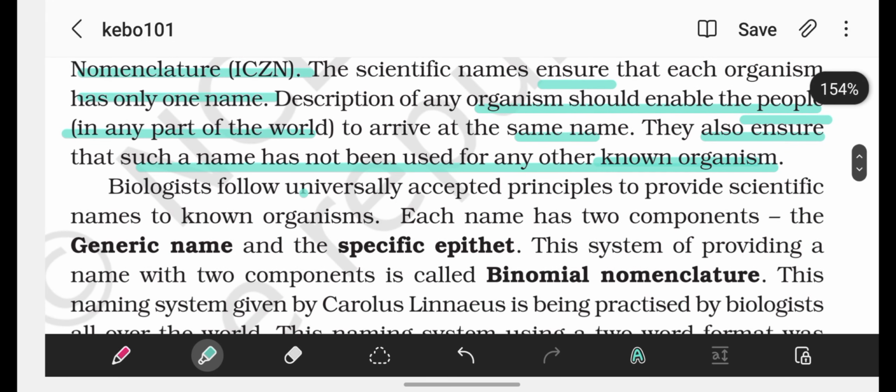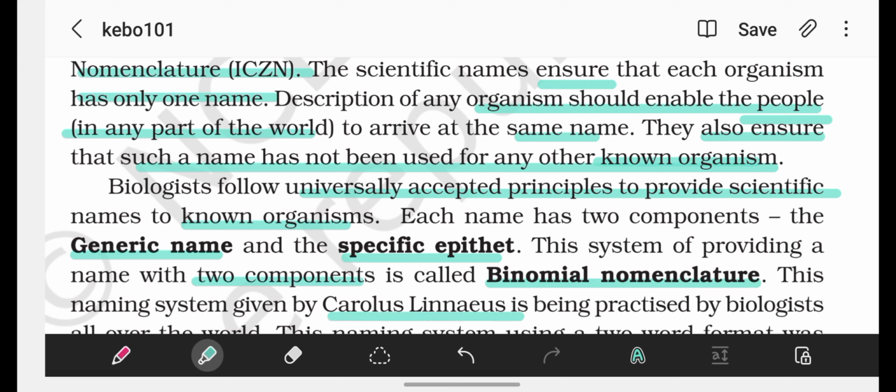Biologists follow universally accepted principle to provide scientific names to the known organism. Each name has two components, generic name and specific epithet, and this system of providing two components to the name is called binomial nomenclature given by Carlos Linnaeus.